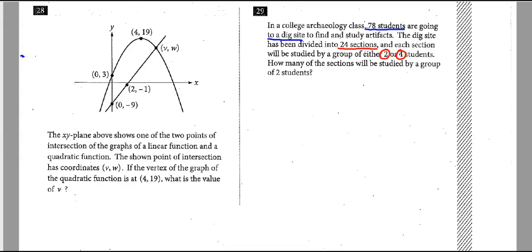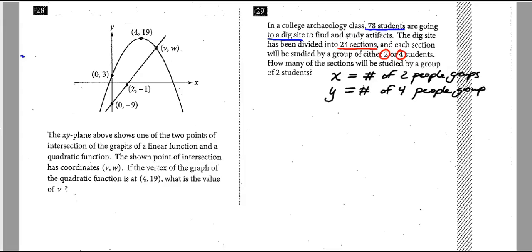So why don't we kind of do this? We're going to define a variable. I'm going to use x and y. So let's let x equal the number of 2 people groups. And we're going to let y equal the number of 4 people groups. All right, so I'm just kind of defining variables. You could pick whatever letter you want.